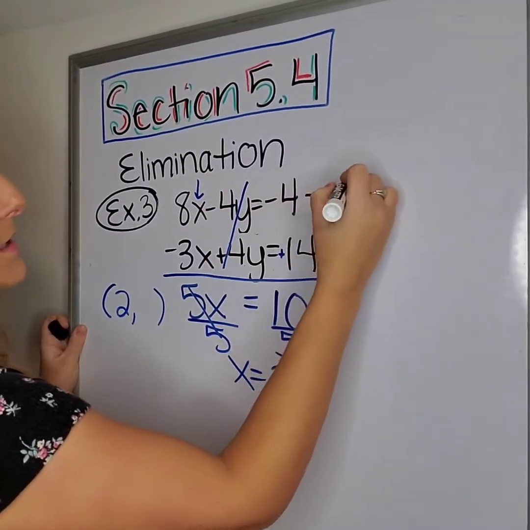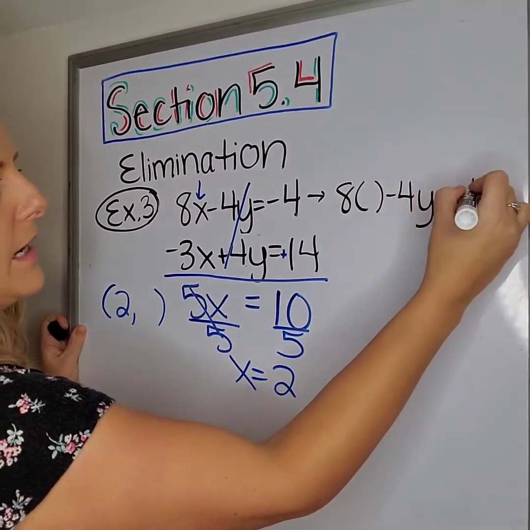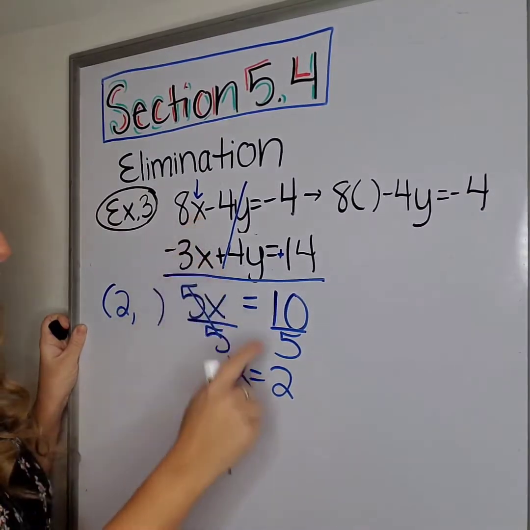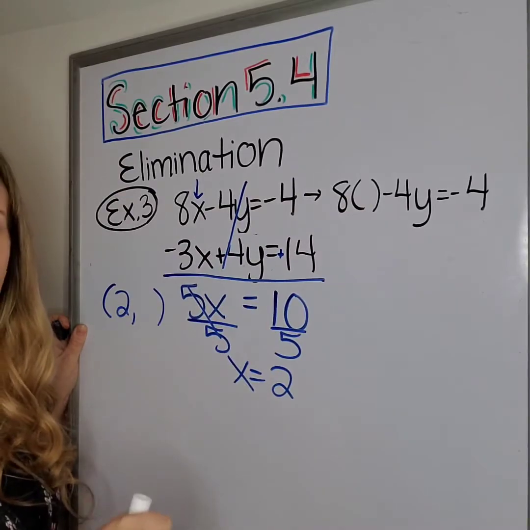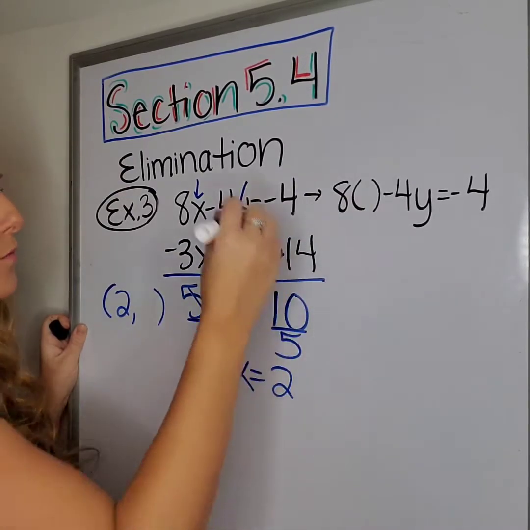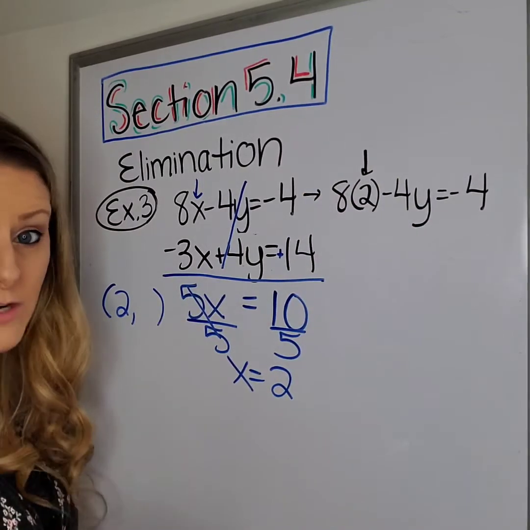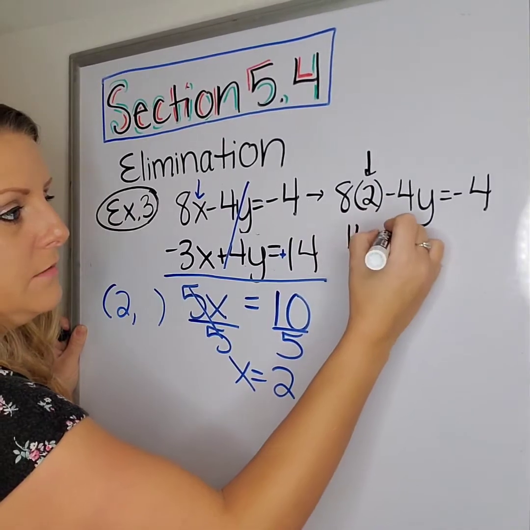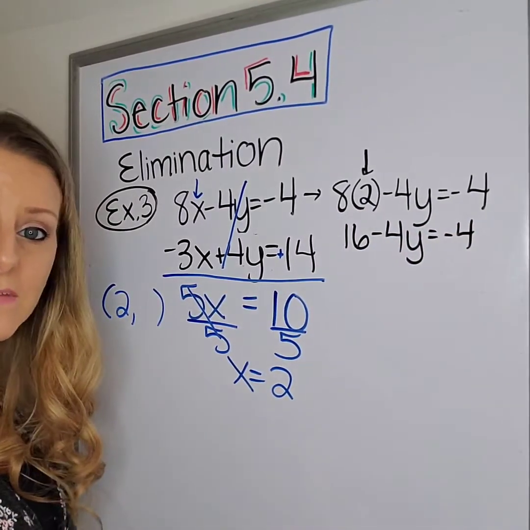Just rewriting this. 8x minus 4y equals negative 4. Okay, I just rewrote the top equation, but because I know what x is, I got rid of x and I put a blank. What's going to go in that blank is the 2. Okay, so you're going to put a 2 in right there. And then just figure out what this is. Super simple. 8 times 2 is 16, minus 4y equals negative 4. I'm just keeping that the same.